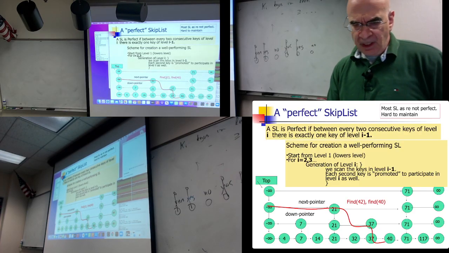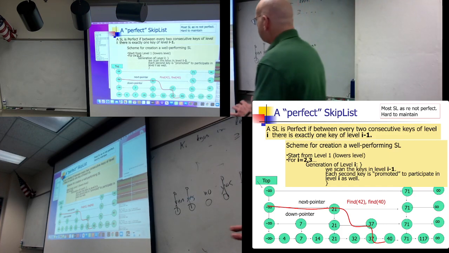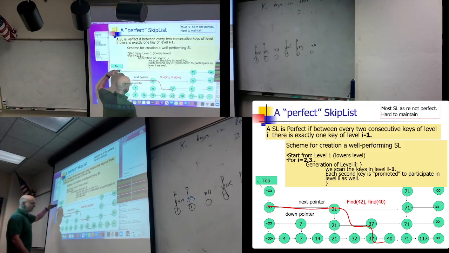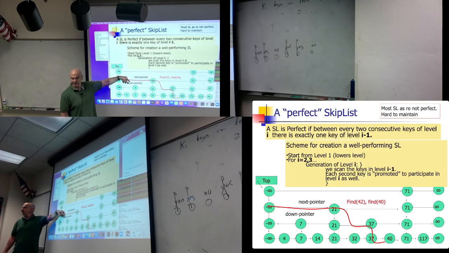Okay. And here I'm just demonstrating that I can do the find operation. In the perfect skip list, it's easier to understand the search time of the find operation, which is a bit trickier on the real skip list. Real as opposed to the perfect. What would be the search time when I'm looking for a key in the perfect skip list?